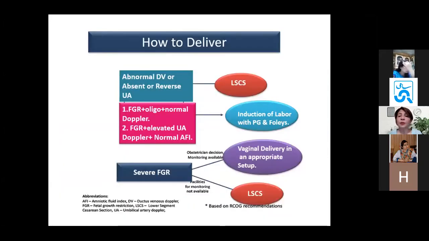In terms of how you deliver them, by far most of the severe forms of fetal growth restriction, those with absent ductus venosus flow, absent or reverse end-diastolic flow, would be delivered by cesarean section. Having said that, vaginal delivery by induction can be contemplated in those with normal Dopplers and fetal growth restriction, or fetal growth restriction with normal AFI or oligohydramnios, irrespective.